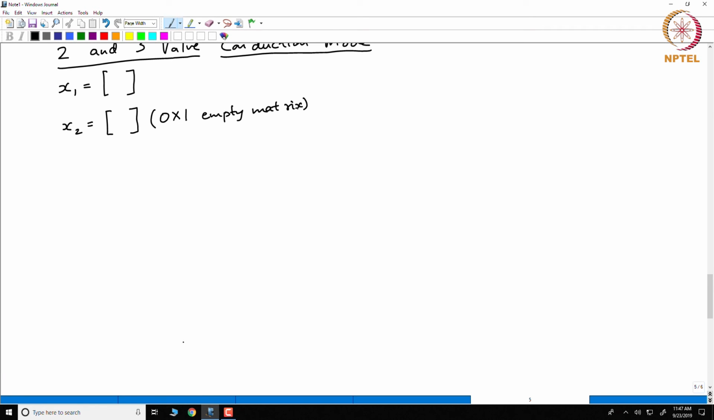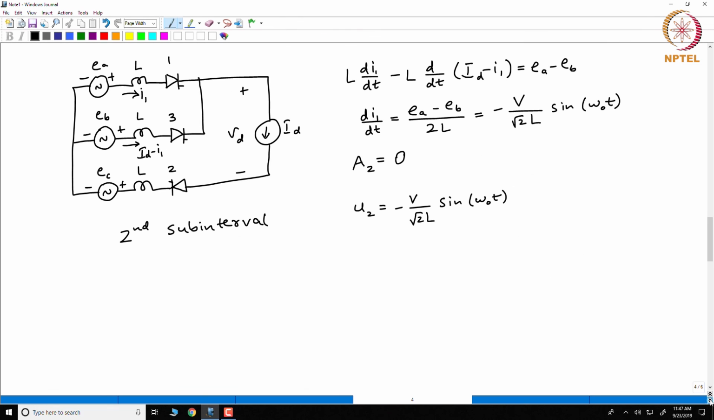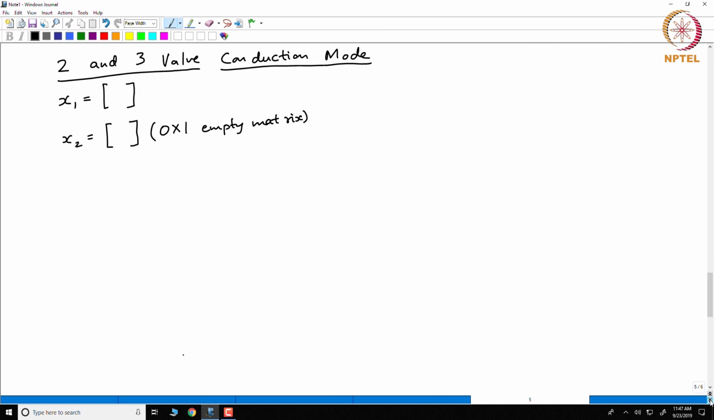What about x1? What can be the element of x1? I1. X1 is just I1. Then what about A1?